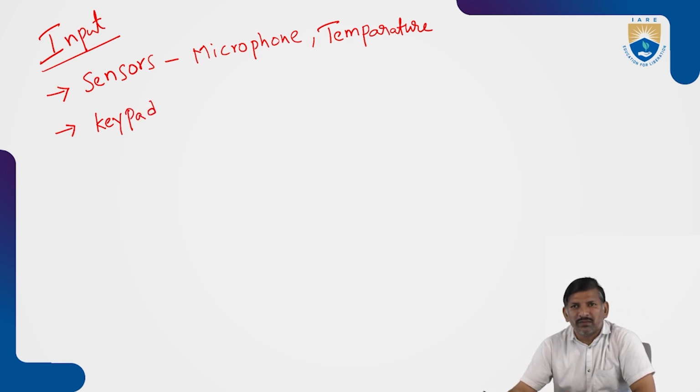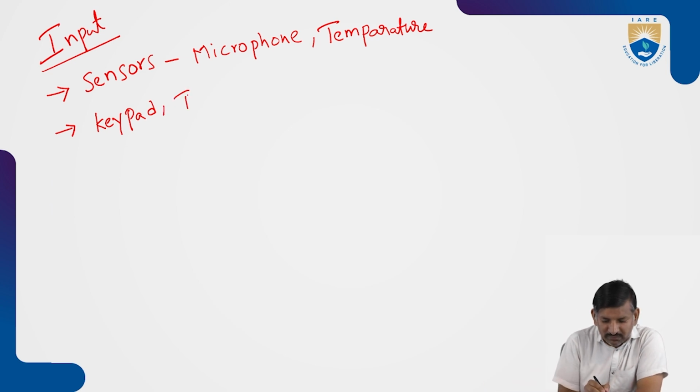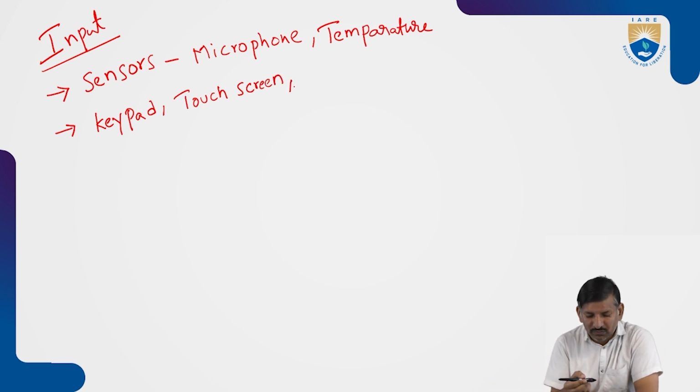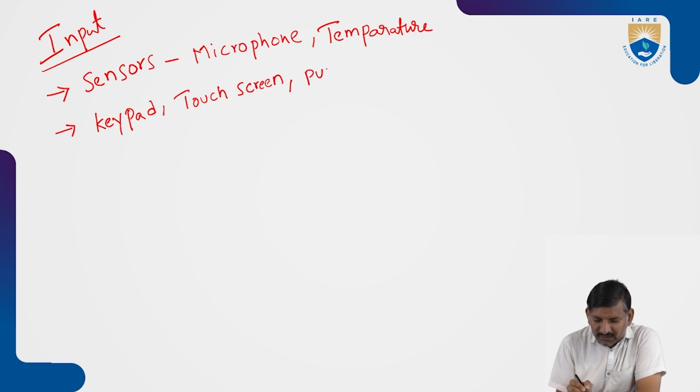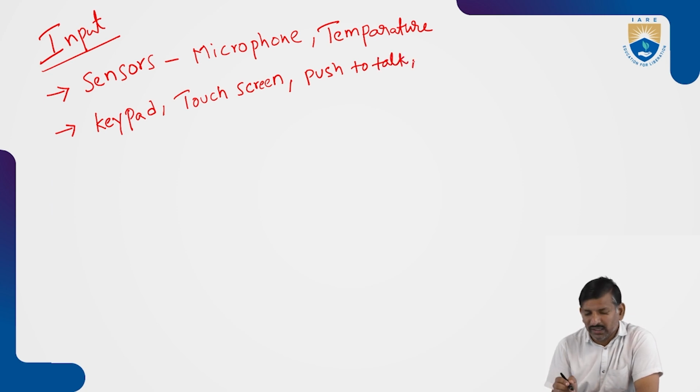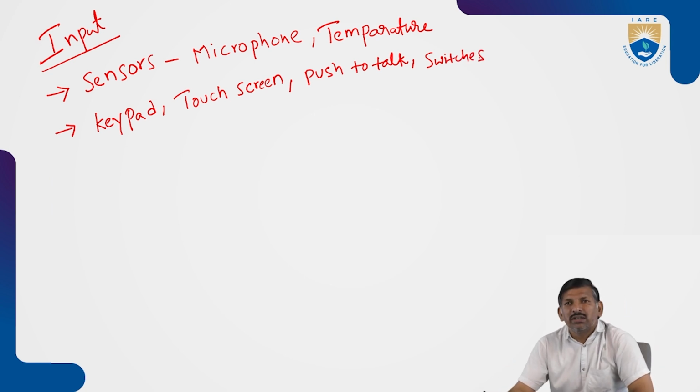To give the input information, we can use a keypad, or touch screen, or push buttons, push to talk for example. Next, switches. Like this, we can use different input devices for capturing the current status of a particular parameter, either temperature, pressure, or sound signal, like that.